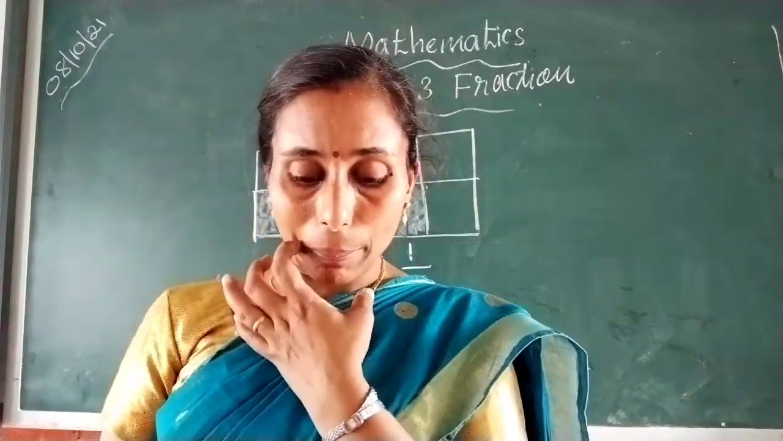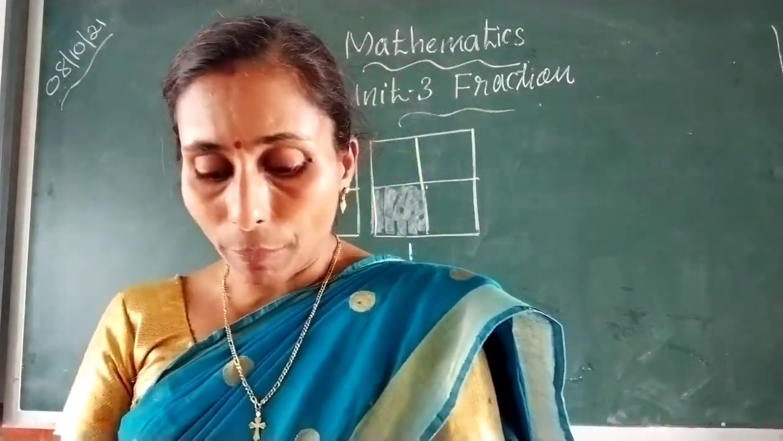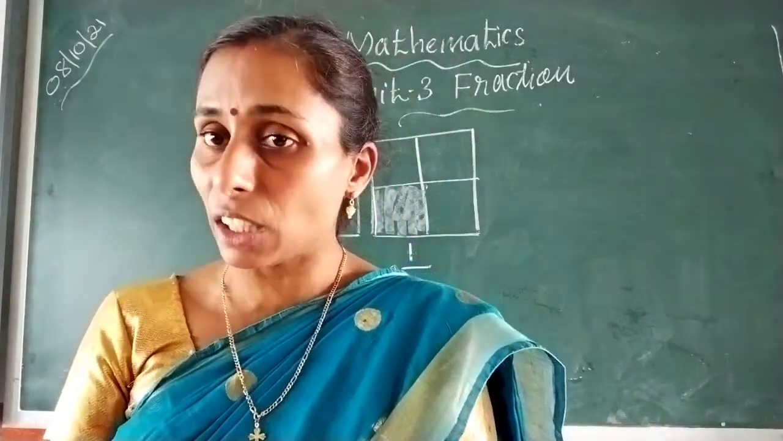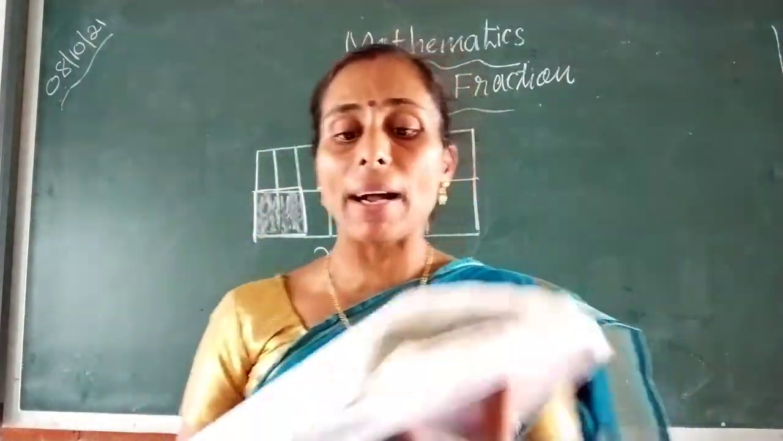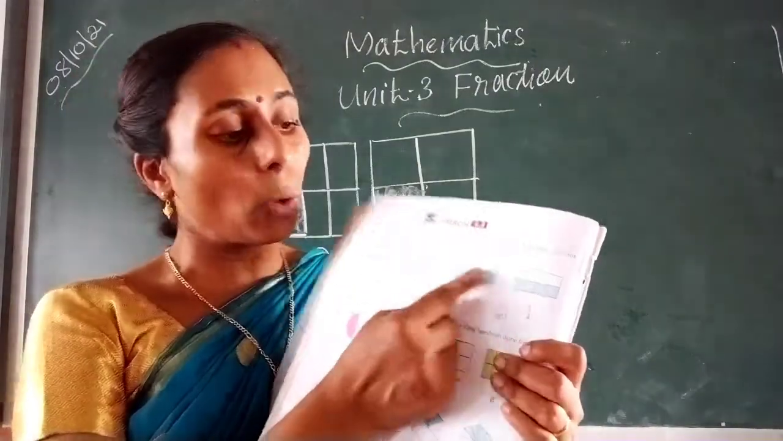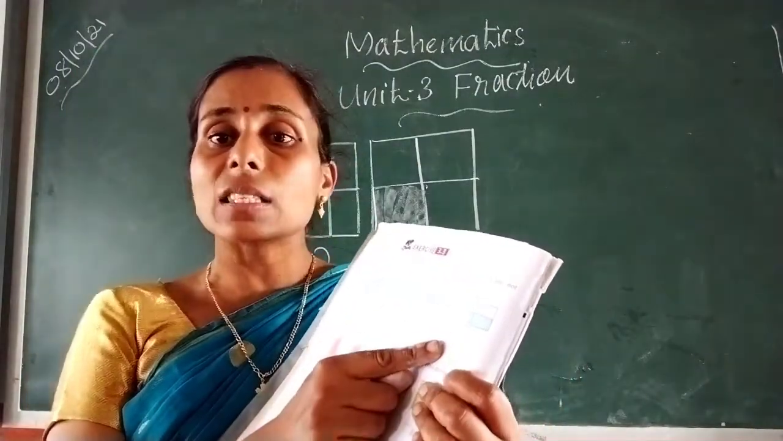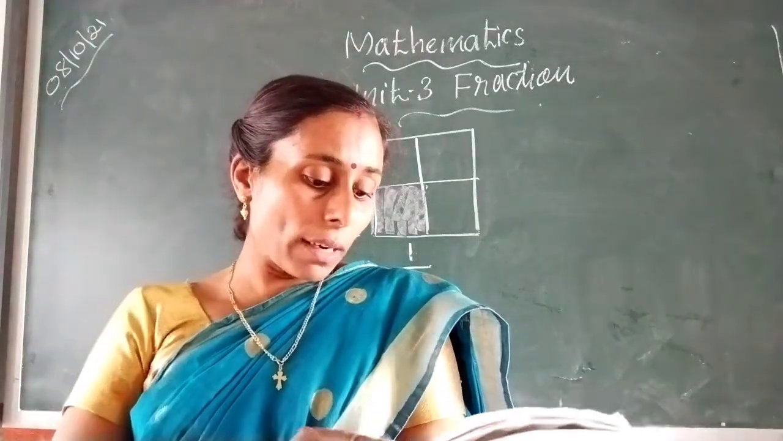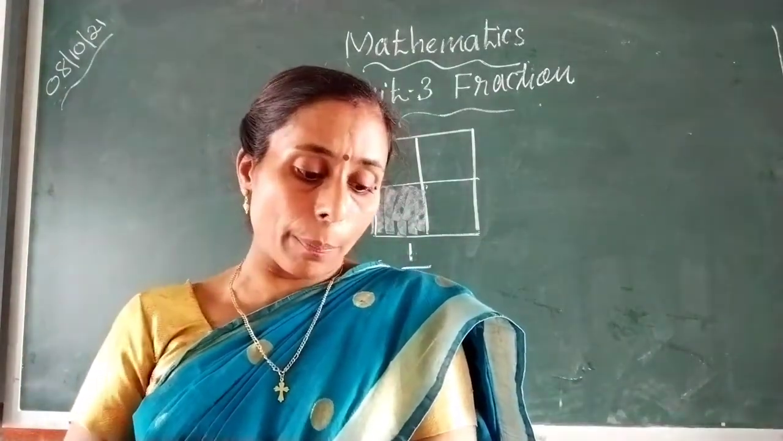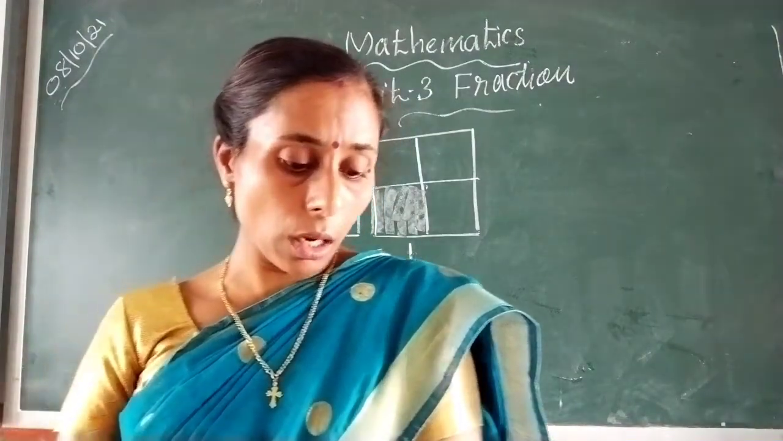Next one, question number B. What is the fraction of the shaded part? 1 upon 2, and the second one, 2 upon 4. See the area of the two shaded parts. Both are blue color, and both columns are equal. So we can say these are equivalent fractions. Next one, 1 upon 2 and 8 upon 4. Is it equal? Yes, that also.